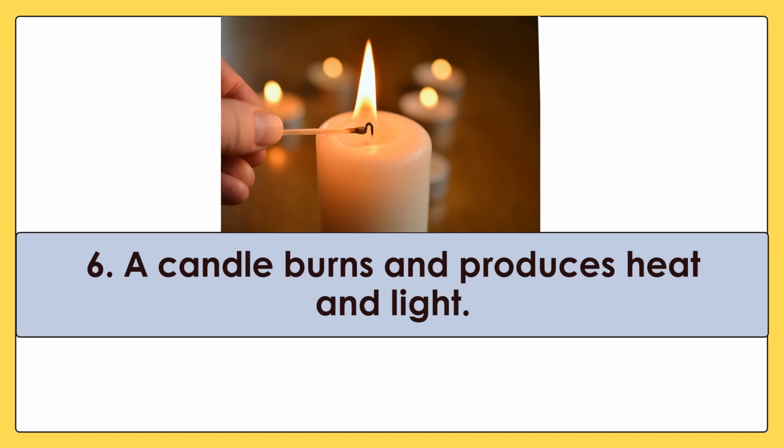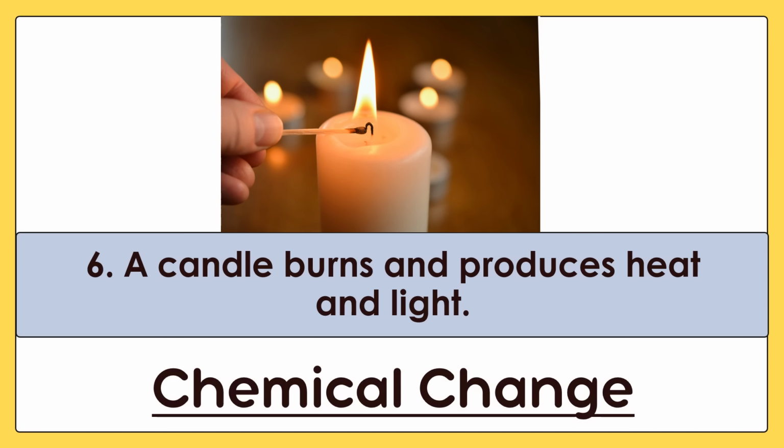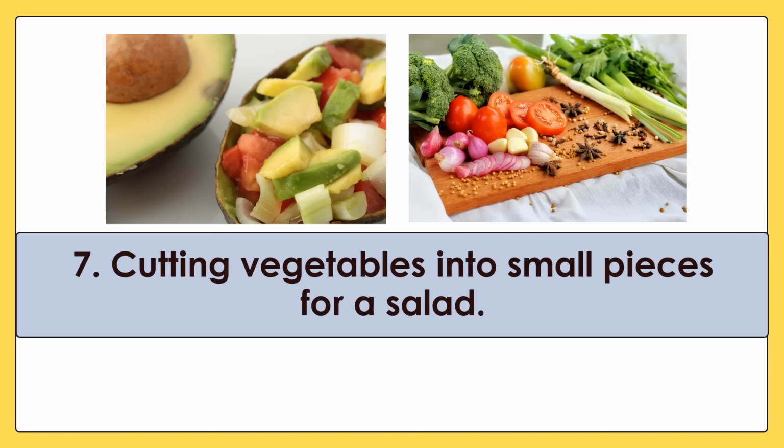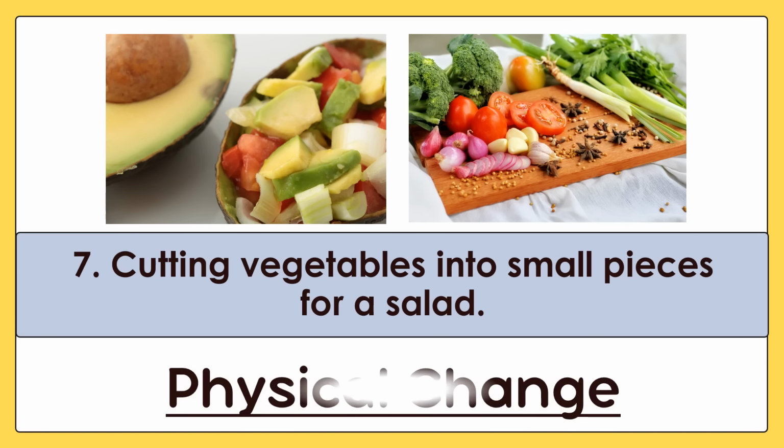Number 6, a candle burns and produces heat and light. Is this physical or chemical change? The correct answer is chemical change. Number 7, cutting vegetables into small pieces for a salad. Is this physical or chemical change? The correct answer is physical change.